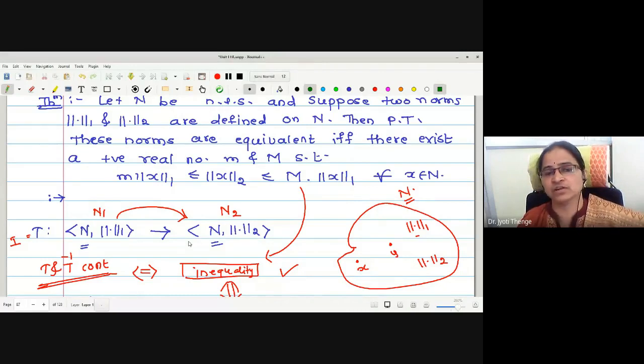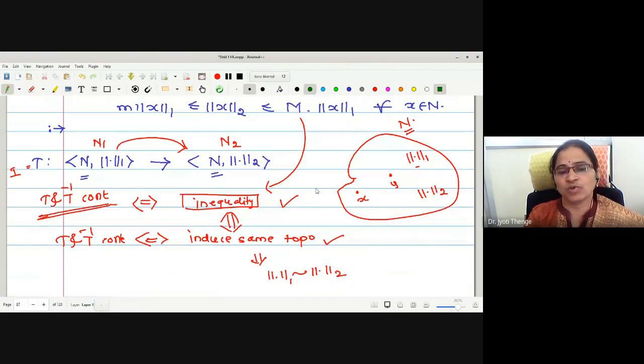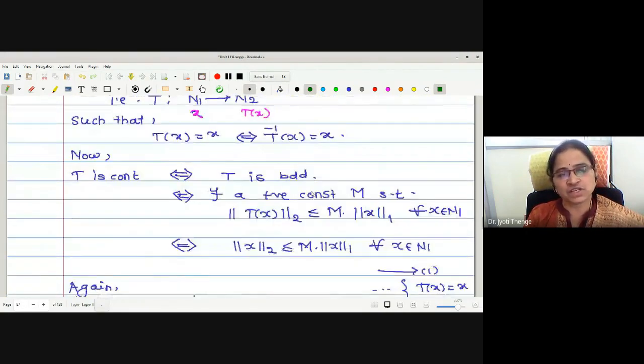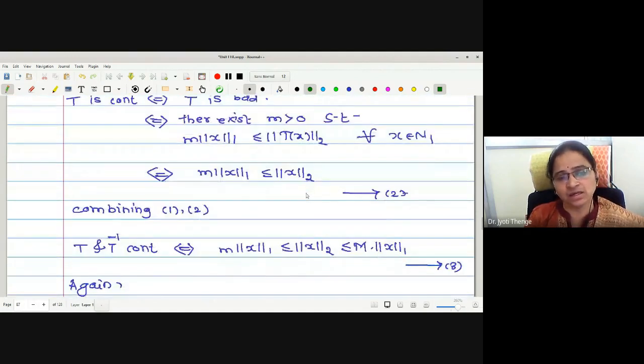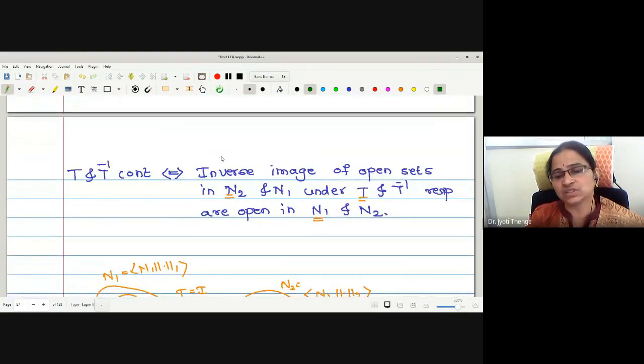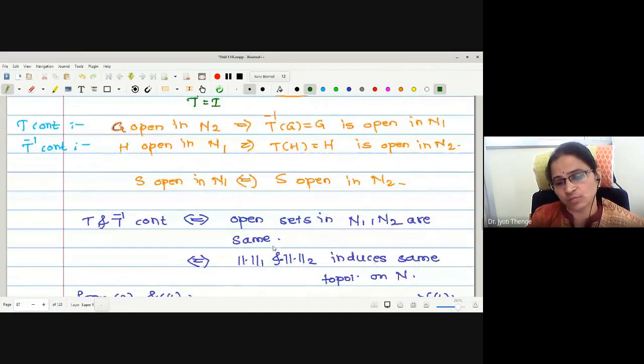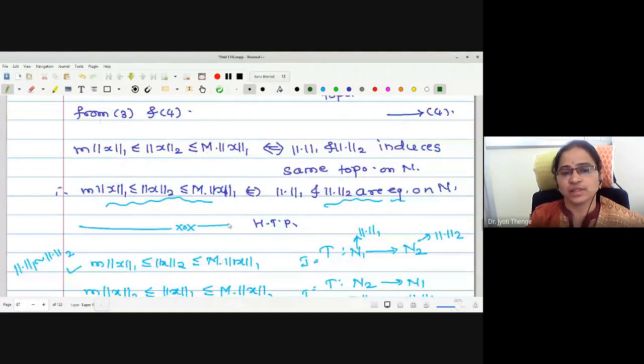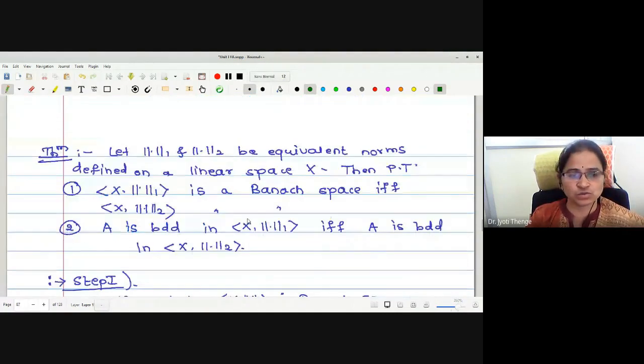two norms defined on the given linear space to be equivalent, and the condition is: the two norms norm 1 and norm 2 are equivalent if and only if m norm 1 of x is less than or equals to norm 2 of x less than or equals to capital M into norm 1 of x. In order to prove this, we have just found a condition that T and T inverse continuous gives us this inequality. Similarly, T inverse continuous gives us the same open sets on the domain and codomain sets. That is, they induce the same topology. Therefore, these two become equivalent, right? This is also we have completed.